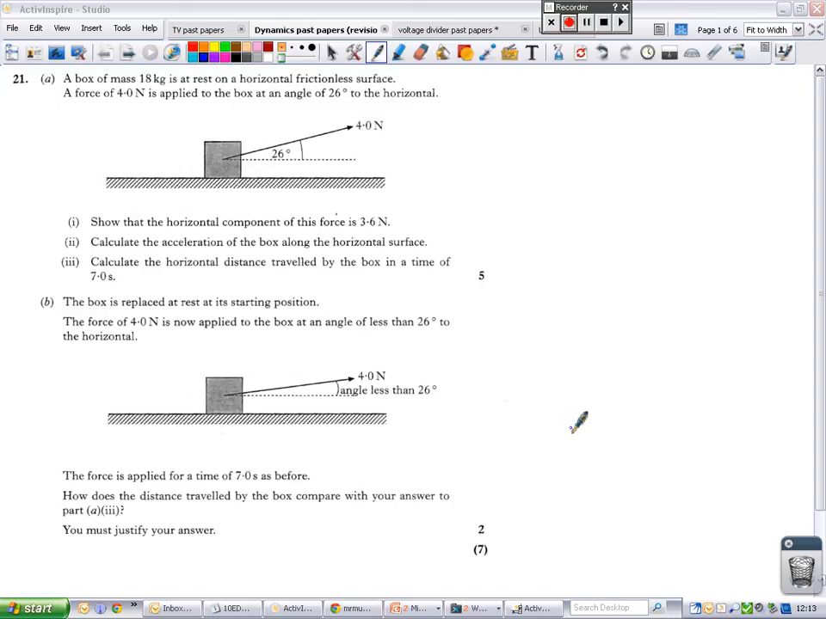So, a box of mass 18 kilograms at rest on a horizontal frictionless surface. So frictionless, you should notice that straight away. You're not going to have a component of friction acting this way. A force of 4 newtons is applied to the box at an angle of 26 degrees to the horizontal.